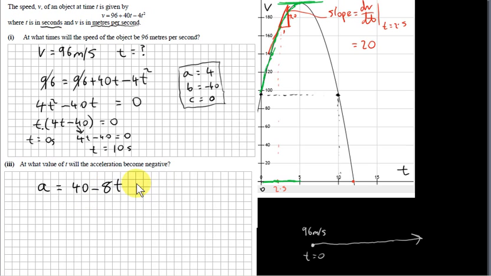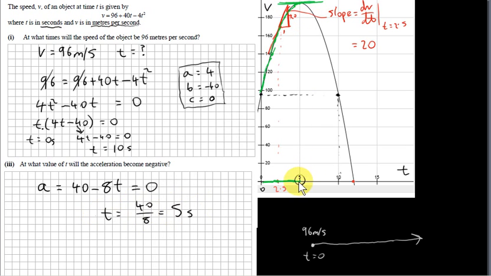Let's just check that. We want to see when the acceleration becomes 0 first of all. So if we solve this equation, find when the acceleration becomes 0, at that instant the object stops speeding up or slowing down. At that instant the object is moving at constant speed. If the acceleration is 0, the speed is constant. So we put the acceleration equal to 0, and we get t equals 40 divided by 8, which is 5. Just what we have here. At t equals 5, the slope of the tangent is 0.